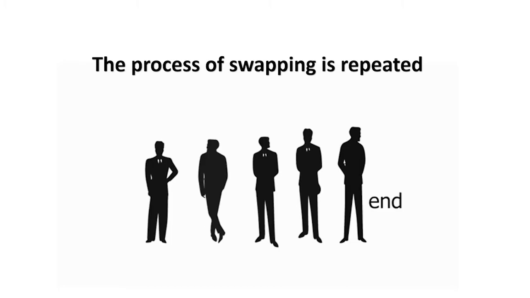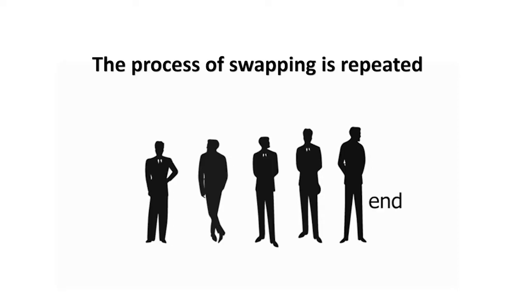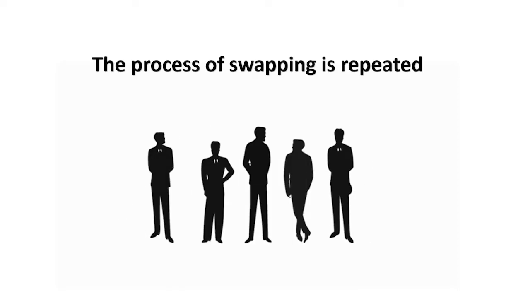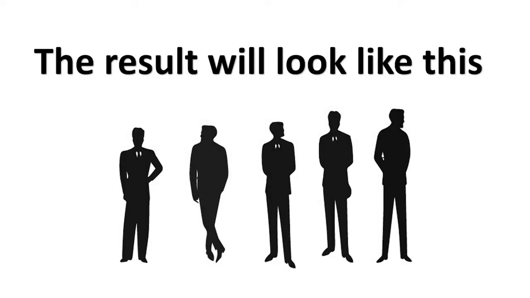This process of swapping is repeated until eventually the tallest ends up at the back and the shortest in the front, so that the shortest student can see the principal giving a speech on stage and have no one to obstruct his vision. As a result, the queue will look like this, perfectly sorted from the shortest to the tallest.